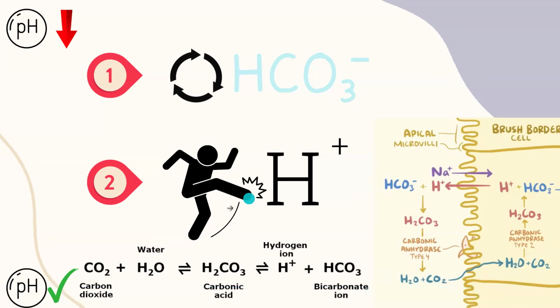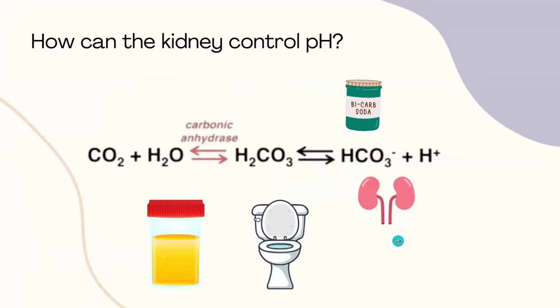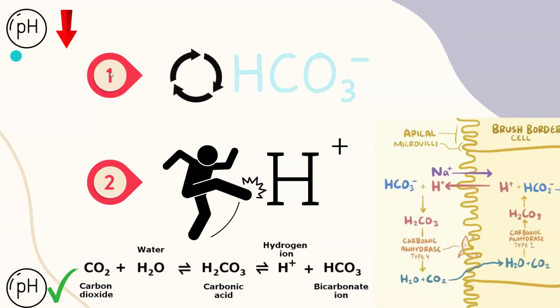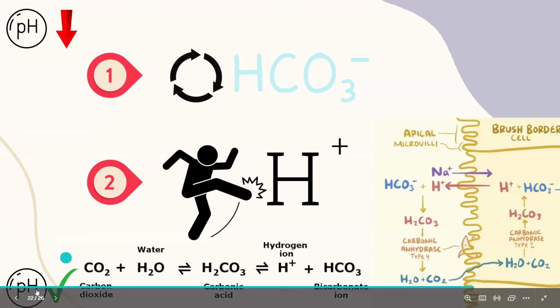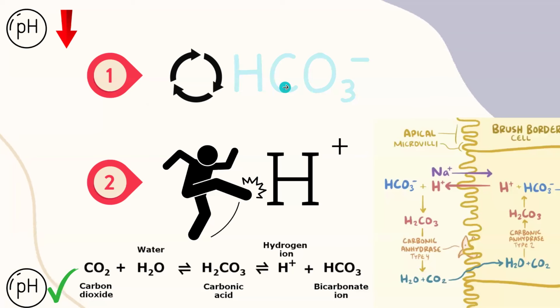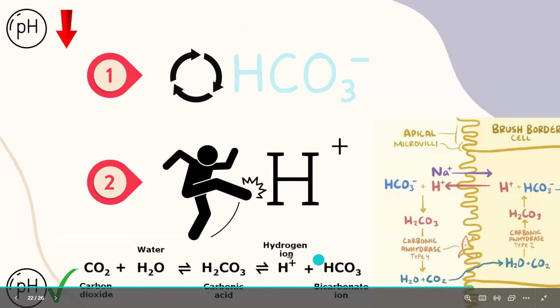And secondly, it can actually kick out or secrete the hydrogen ions. Secreting hydrogen ions is going to help us increase the pH and lower the acidity. So we have a low pH right now, and we want to get it back to normal. So we're going to reabsorb more bicarbonate ions. And bicarbonate, as we know here, is going to be able to accept the hydrogen ions. So it's going to help neutralize the acidity.